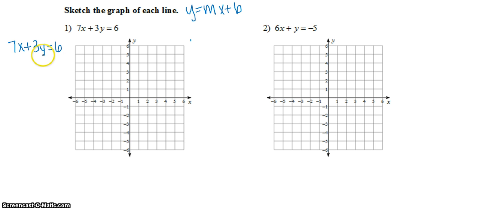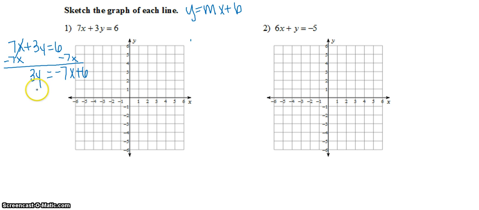I want the y to be by itself, so I gotta move everything else away. Just like when you were solving equations, when I look at that side of the equation, the furthest from the y is the 7x. So I'm going to subtract the 7x over to the other side. Now since this is a 6, not a 6x, those don't go together. So I'm going to keep them separate as a negative 7x plus 6. My 7x canceled on this side, and so I can just bring down my 3y.